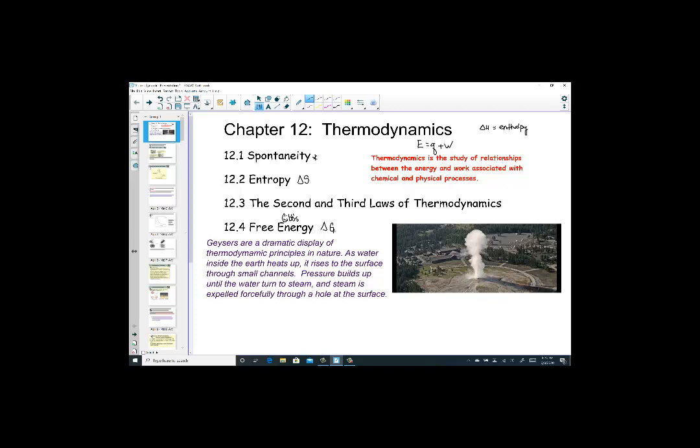So as we begin our thermodynamics lesson, we're looking at spontaneity as our first topic. And you can see from the visual here, this is a geyser out from Yellowstone Park. It is certainly a spontaneous reaction. It reads, geysers are a dramatic display of thermodynamic properties in nature. And what happens is the water inside the earth begins to heat up. And as it begins to heat, it rises to the surface through whatever small channels might be available in the ground. We see a huge pressure buildup until the water turns to steam, and that steam must be released. And so it's expelled forcefully through the hole in the surface. You can see this geyser, and it's something that you do not want to be around. It's hot, hot water. But it is indeed a spontaneous process, the focus of our first section.